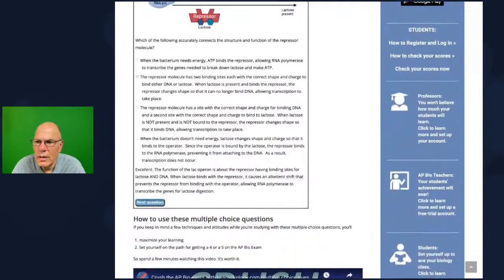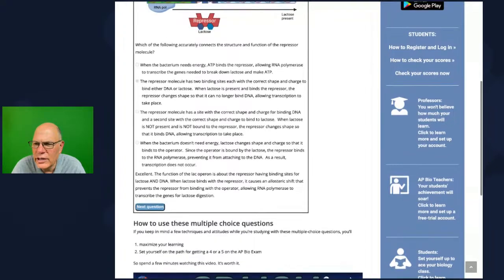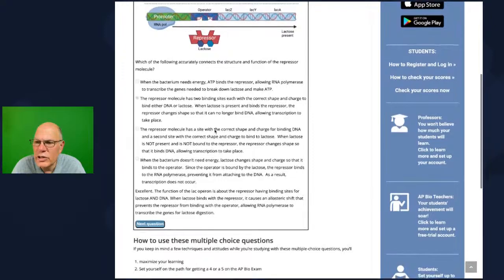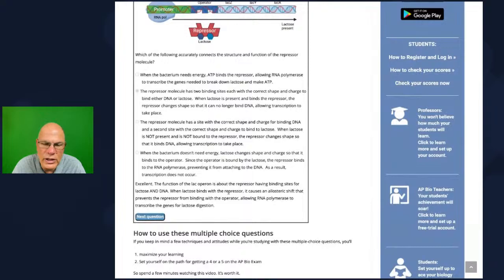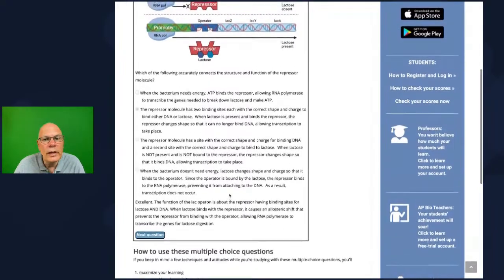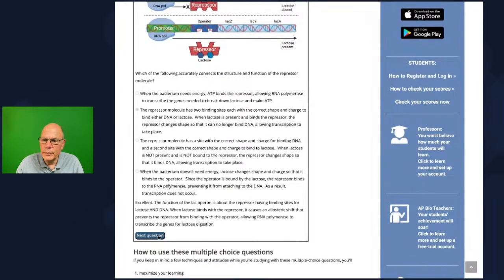Excellent. The function of the lac operon is about the repressor having binding sites for lactose and DNA. When lactose binds with the repressor, it causes an allosteric shift that prevents the repressor from binding with the operator, allowing RNA polymerase to transcribe the gene for lactose digestion. Okay, let's do one more.